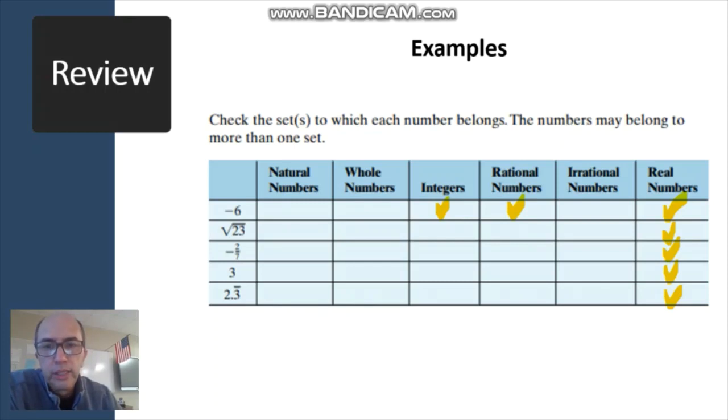Square root of 23 is not a natural number, not a whole number. If you try square root of 23 on your calculator, you're going to see it's not an integer. It's not actually a rational number because you cannot represent it as a ratio of two integers, numerator and denominator. So you cannot represent it as a ratio. And yes, it is irrational.